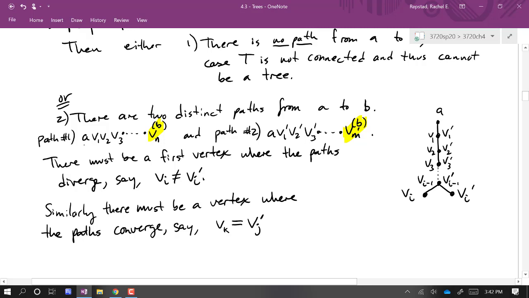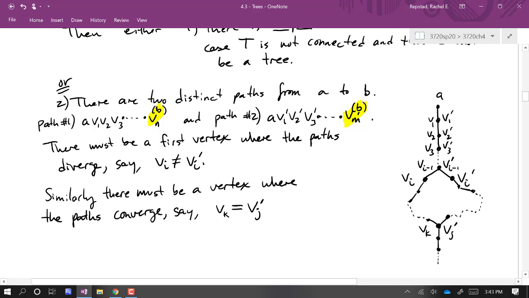In the beginning, the paths are the same length as long as they're agreeing, right? Those subscripts are the same as you go along. And then they diverge. One path might do one thing, another path might do another thing, and have different lengths. But then eventually they converge again. And that's at this vertex here, which is Vk in the first path, and we called it Vj prime in the other path. And then there are some other vertices maybe before we get to the ending vertex, which is vertex B.